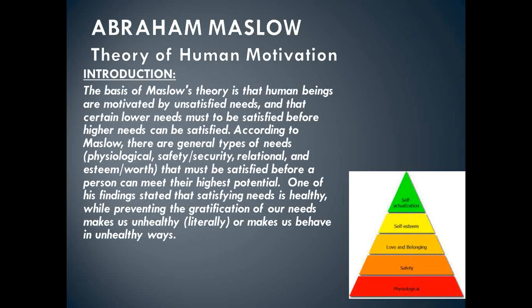According to Maslow, there are general types of needs: physiological, safety, security, relational, and esteem and worth. These needs must be satisfied before a person can meet that highest potential. One of his findings stated that satisfying needs is healthy, while preventing the gratification or satisfaction of our needs makes us unhealthy. And that could mean literally, physically unhealthy, or it just makes us behave in unhealthy ways.